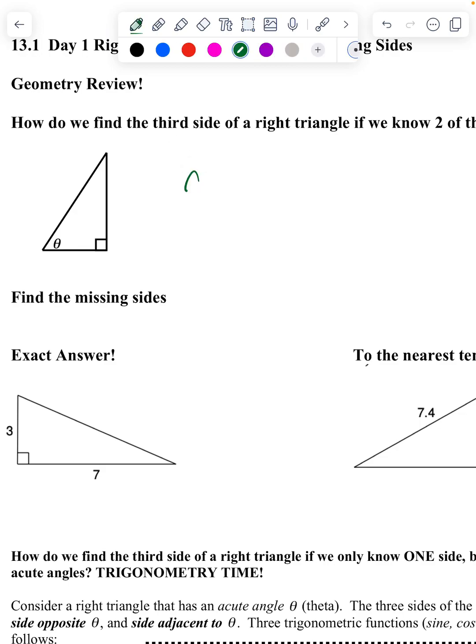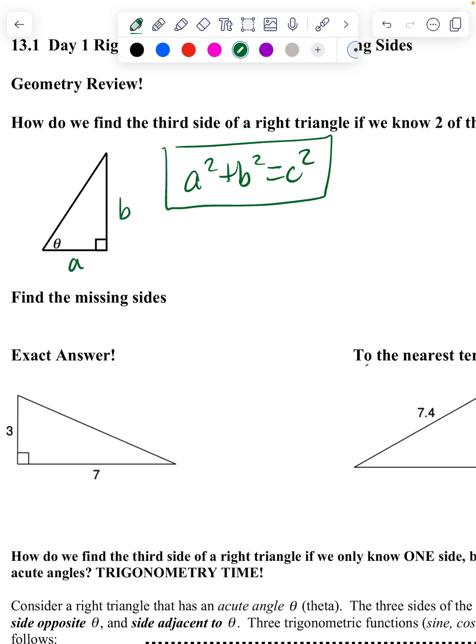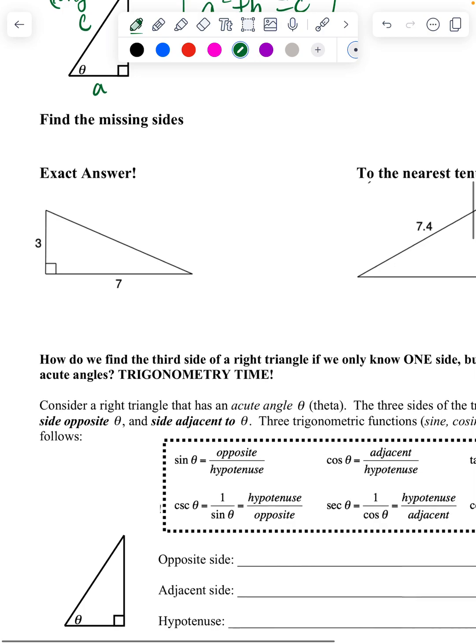And we're gonna do that by using a squared plus b squared equals c squared, where a and b are the legs that form the 90, c is the hypotenuse, which is always gonna be the longest side. We've done that, we know how to do that. Let's just quick refresh that.